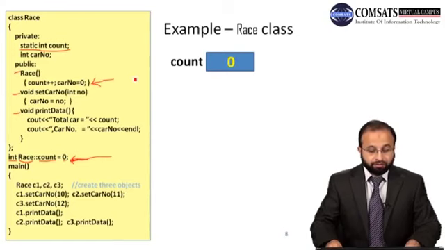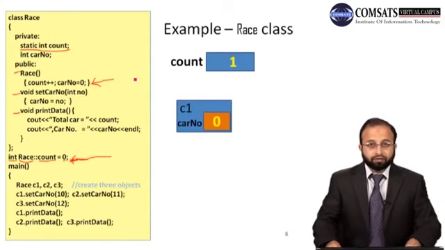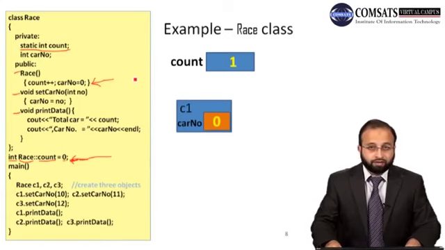Then in the main function, the first statement is you're creating 3 objects. So first, C1 object is created, and then the constructor will be called for C1, the default constructor. It increments the value of count. The value of count becomes 1, and then it initializes the car number with 0. So car number is not a static data member. It is a simple private data member, and each object of a race class has its own copy of car number, but count, the static data member, is global for all the objects of that class.